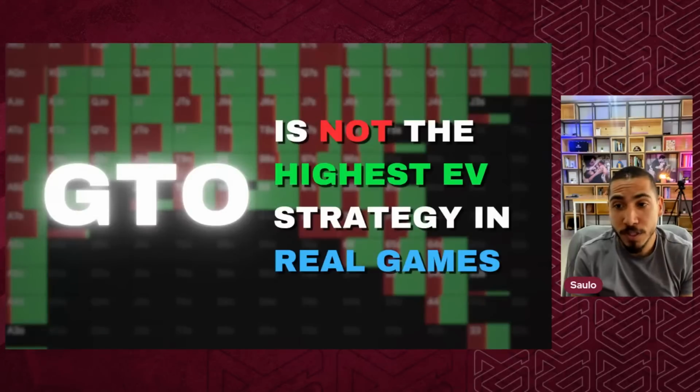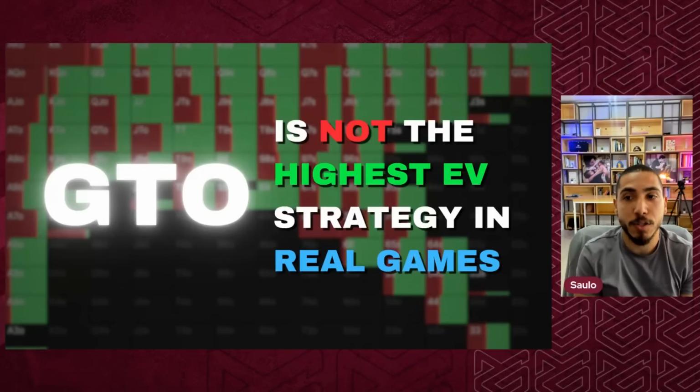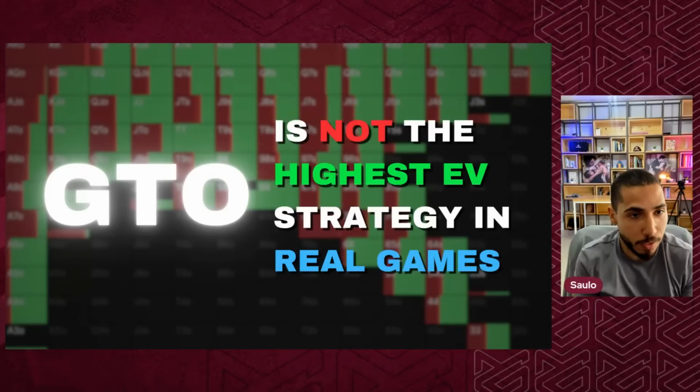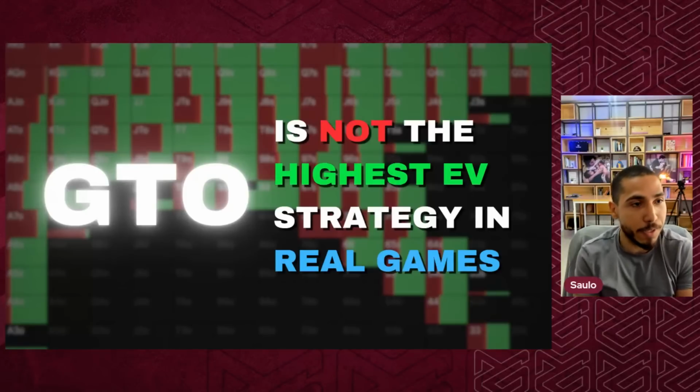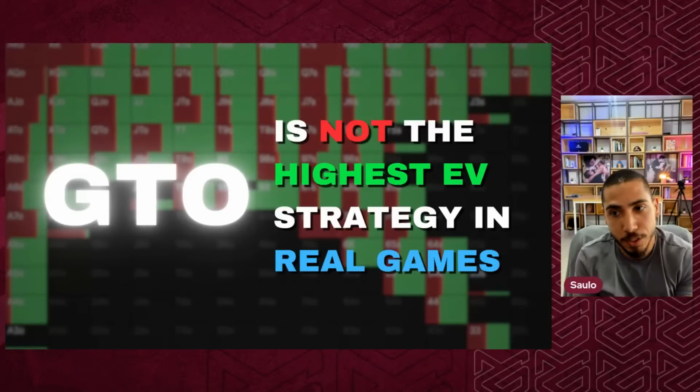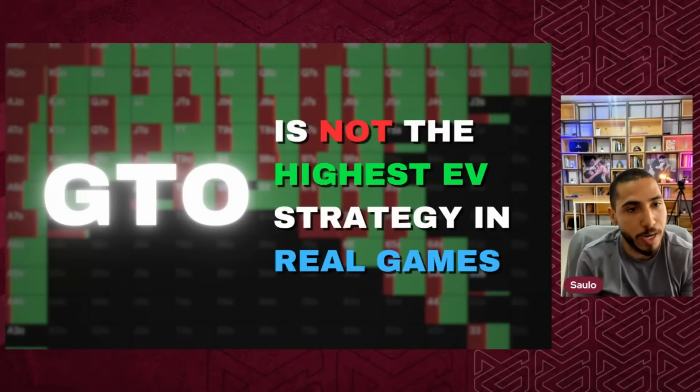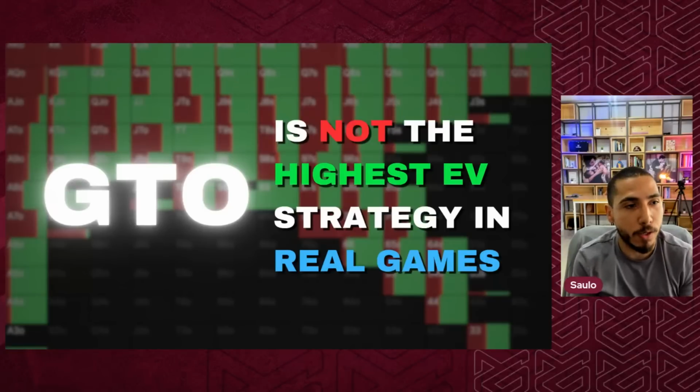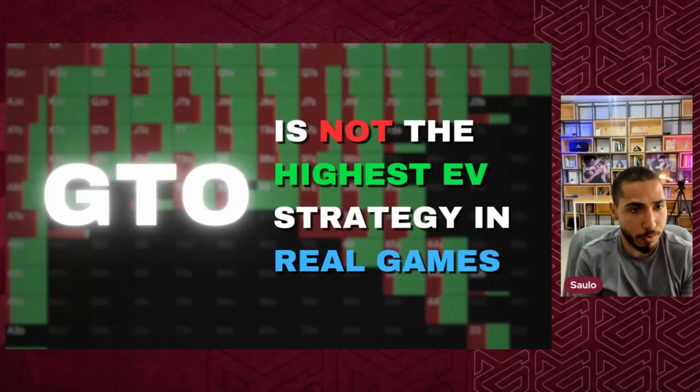So GTO strategy is not the highest EV strategy in real games, right? That might be obvious to many of you. That might be not so obvious to some of you. But the fact is, GTO strategy is not the highest EV strategy in real games. Now, I need to make a disclaimer here. I'm not saying that GTO strategy is a bad strategy in real games. That's not true. In fact, I believe a perfect GTO player would be a big winner in real games. However, it is a fact that GTO strategy is not the highest EV strategy in real games. That's a fact. But it's still a good strategy. It should definitely be very winning in real games. But it's not the highest EV strategy.